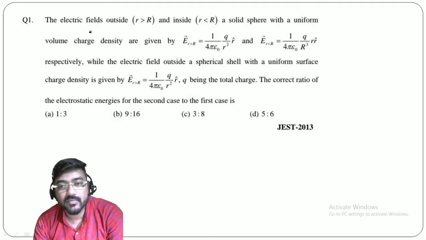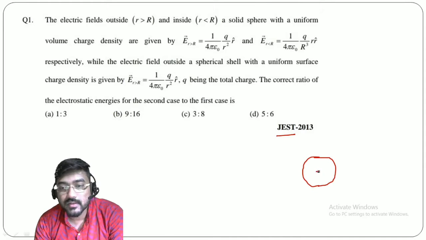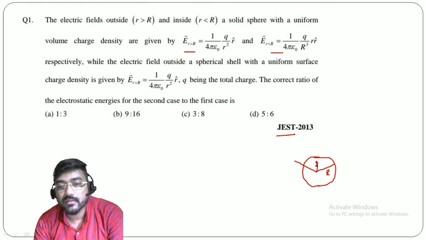Dear students, now let me solve some more previous year questions on the topic of electromagnetic theory. Here the question is: the electric field outside and inside of a solid sphere with uniform volume charge density are given. For a solid sphere whose radius is capital R, the electric field inside, that is r less than R, and the electric field outside, that is at r greater than R, is given. This is the inside point and this is the outside point. These two are given.